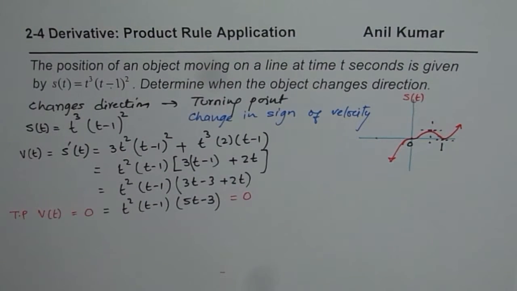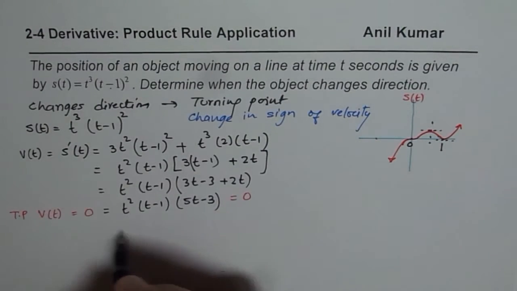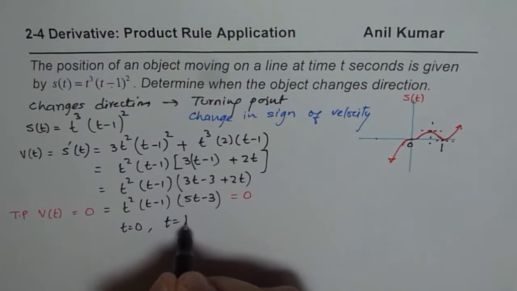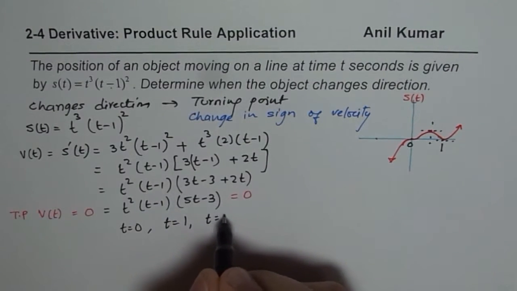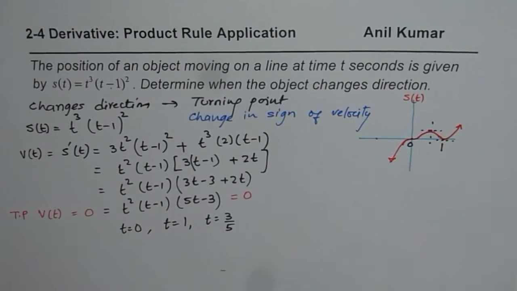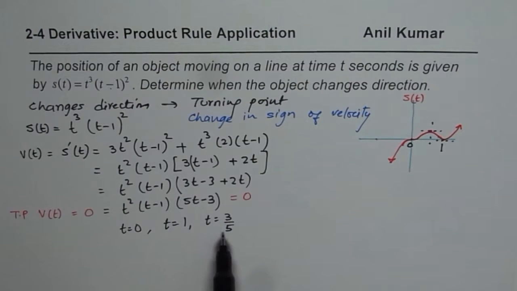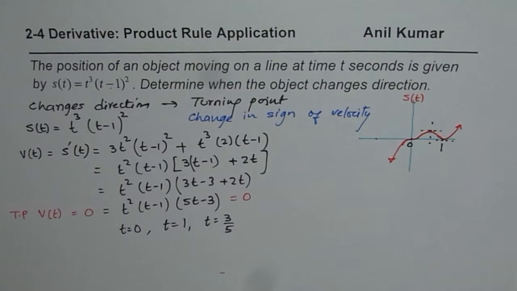So if we equate this to 0, we get three values of t. One is t equals 0, the other one is t equals 1, and then we have t equals 3 over 5. So these are the three different times when the velocity is 0. So when the velocity becomes 0, there is a possibility of turning, right? There is a possibility of turning. So we should analyze the situation.